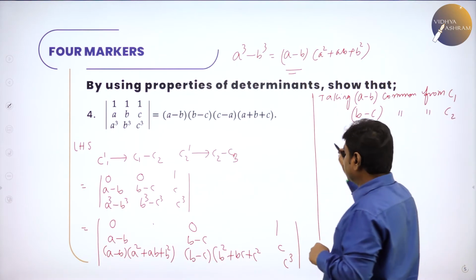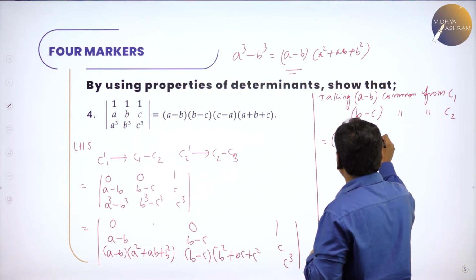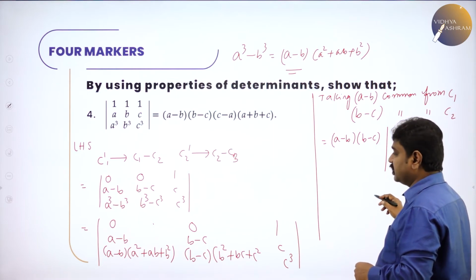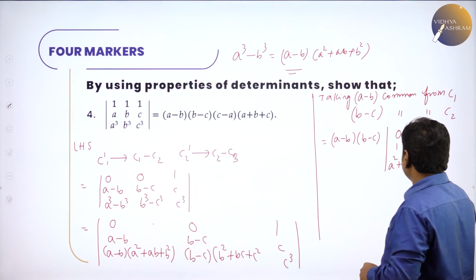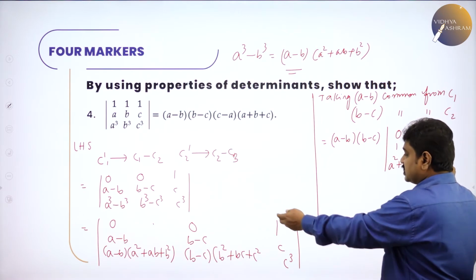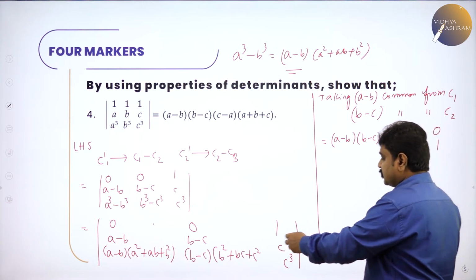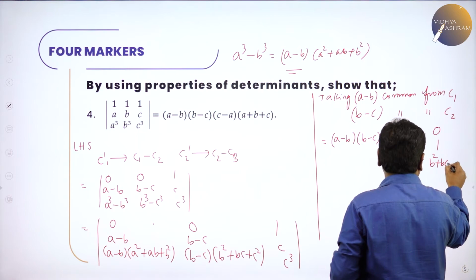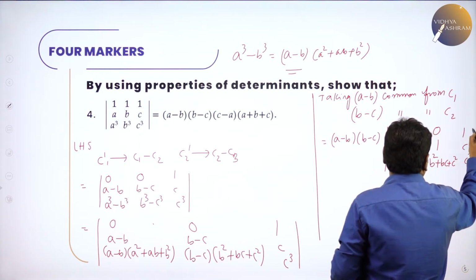So if you do that, the first column is A minus B out, and the second column is B minus C out. Whatever is left out, you write them. So it becomes 0, 1, then A square plus AB plus B square. Similarly, second one 0, 1, B square plus BC plus C square. Then last column 1, C, C cube.